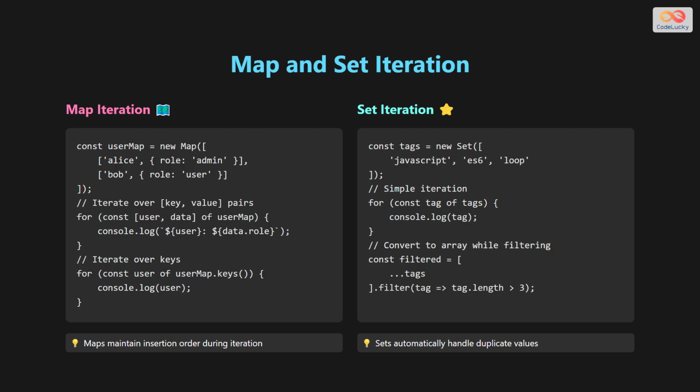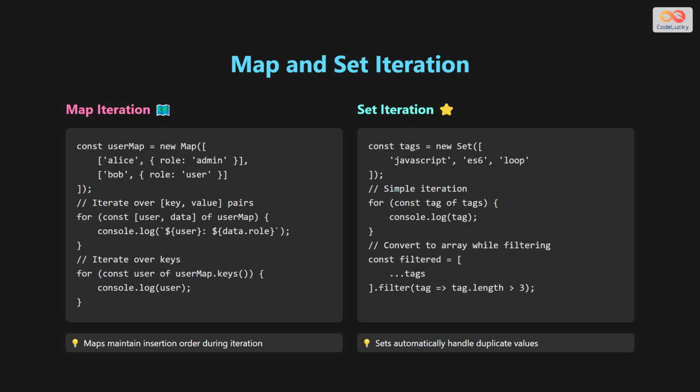The for...of loop can also be used for iterating over maps and sets. When iterating over a map, it provides access to each key-value pair as an array. You can iterate through this array to access the key and value separately. Alternatively, you can iterate through the keys of the map. Maps maintain the insertion order during iteration. Sets, on the other hand, allow simple iteration through each item in the set. Sets automatically handle duplicate values and can be easily converted to an array while filtering.